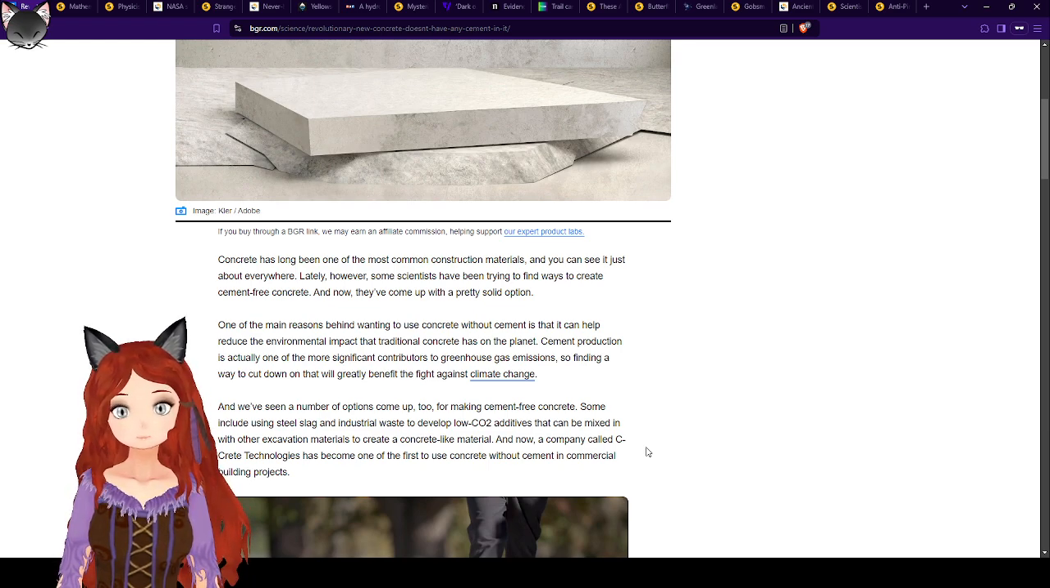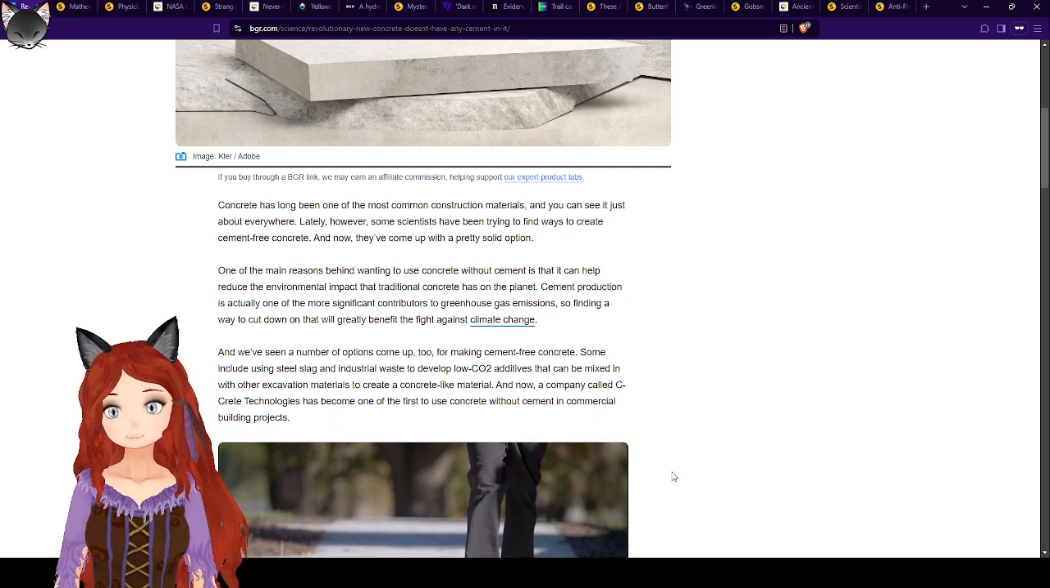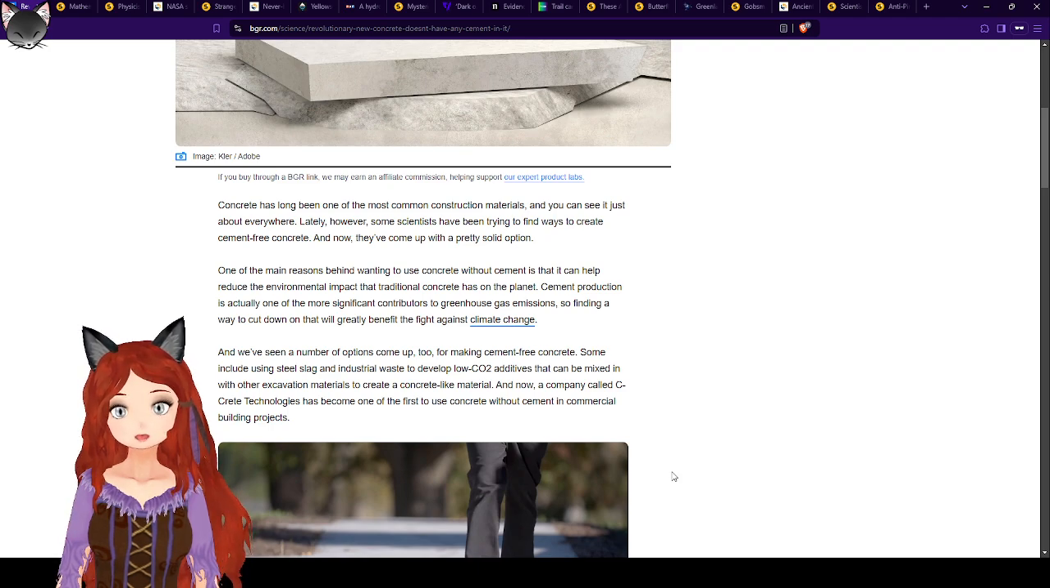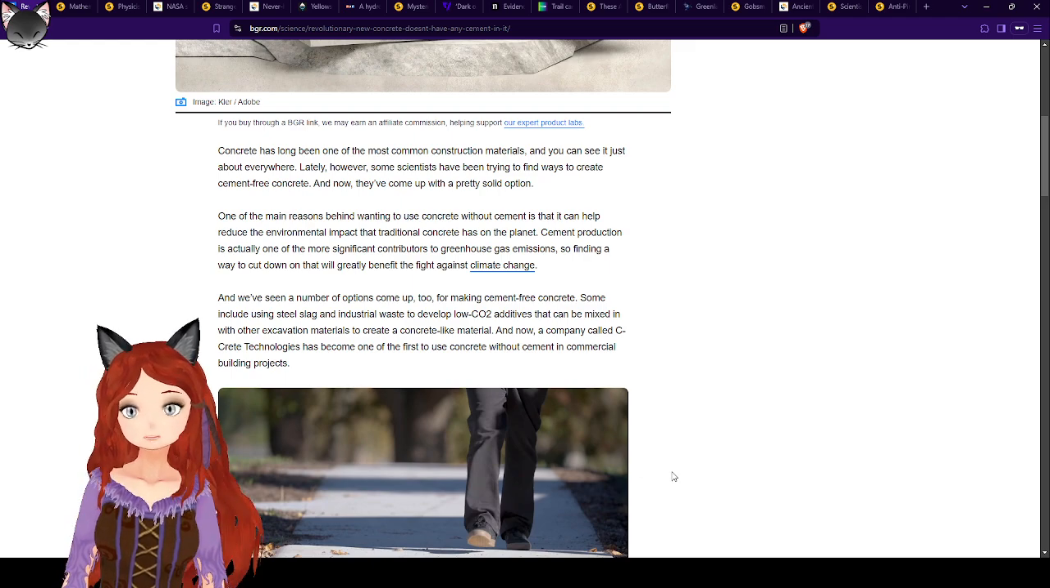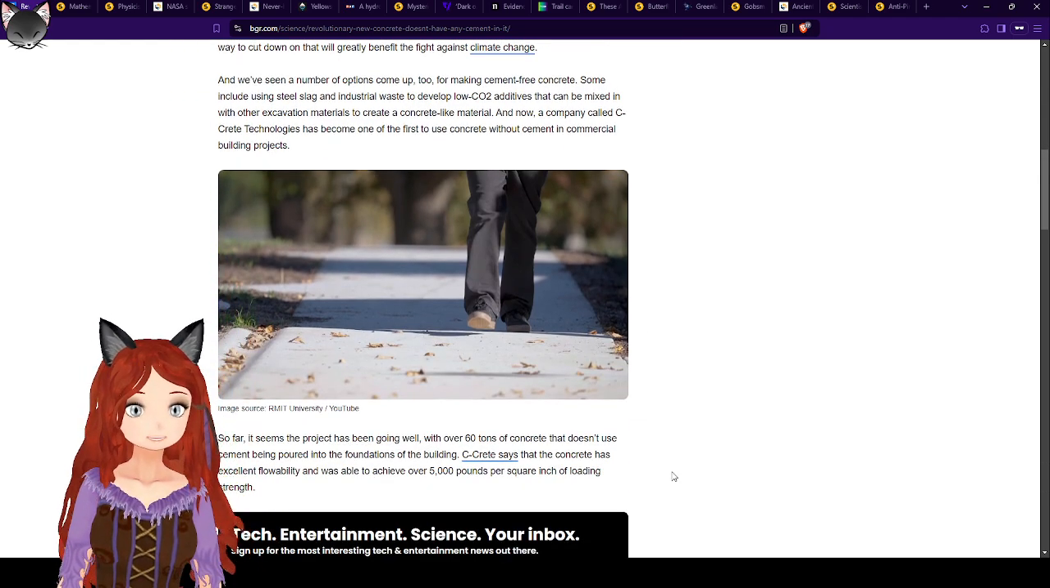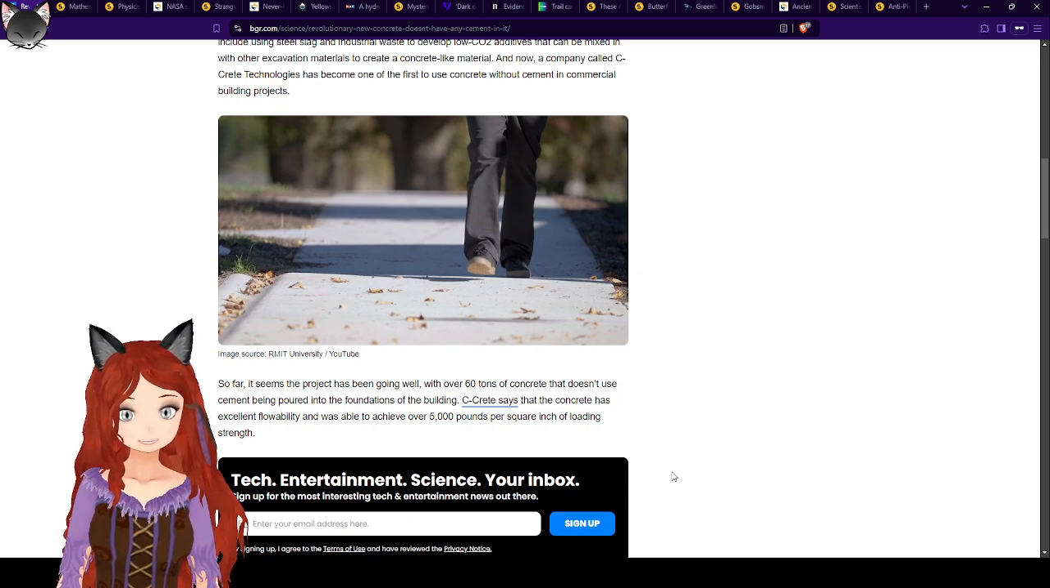And we've seen other options come up too for making cement-free concrete. Some of these include using steel slag and industrial waste to develop low CO2 additives that can be mixed in with other excavation materials to create a concrete-like material. And now a company called Ccrete Technologies has become one of the first to use concrete without cement in a commercial building project. So far, it seems the project has been going well, with over 60 tons of concrete that doesn't use cement being poured into the foundations of the building.